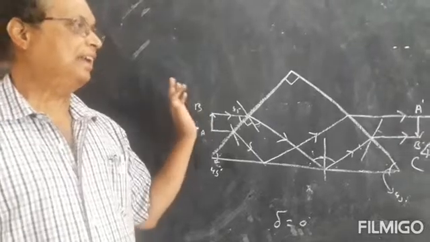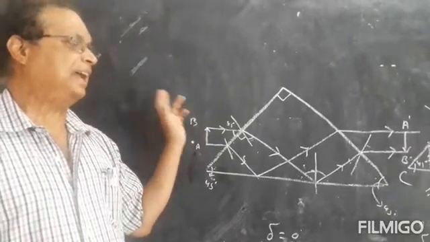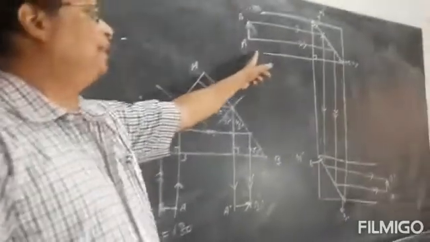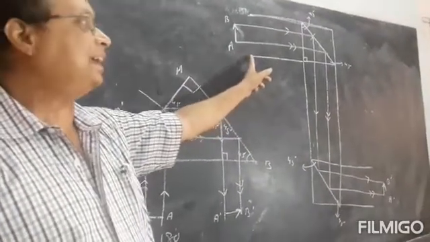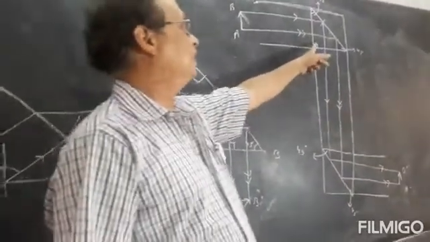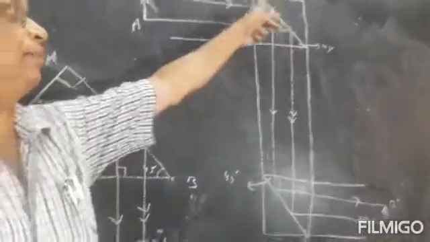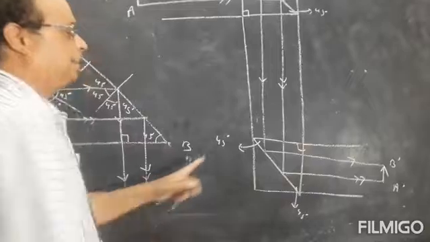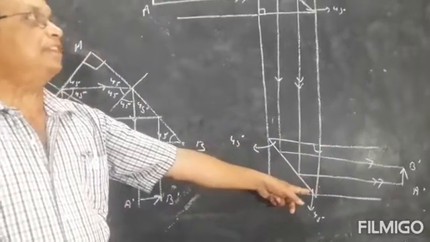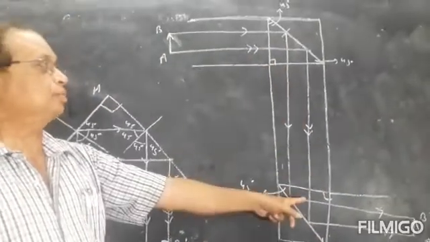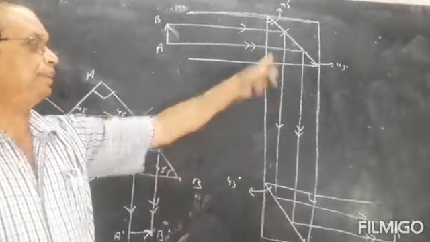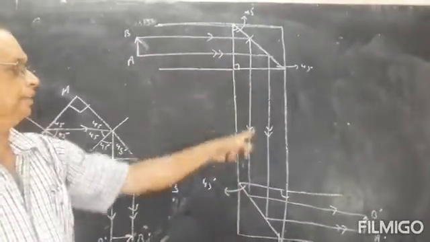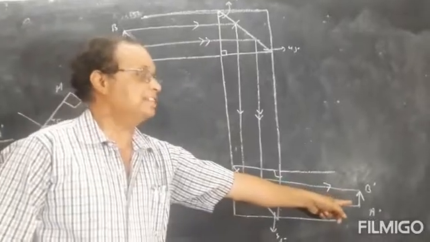And the uses: 90 degree deviation is used in refracting periscope. Here this is right angled isosceles prism 90-45-45. There is another right angled isosceles prism 90-45-45. Instead of plane mirror, prisms are used here. In the periscope, two prisms are used, right angled isosceles prism. So this is the object. The image will be this.